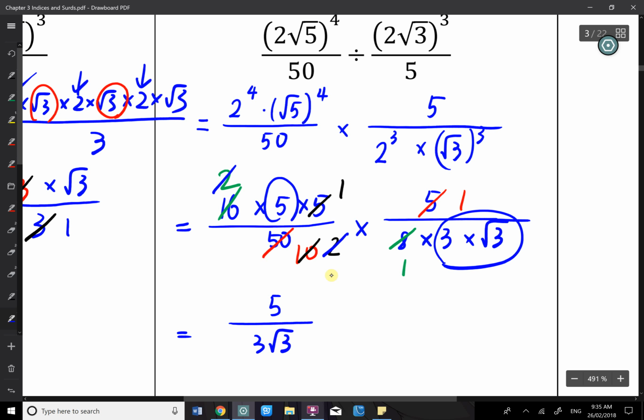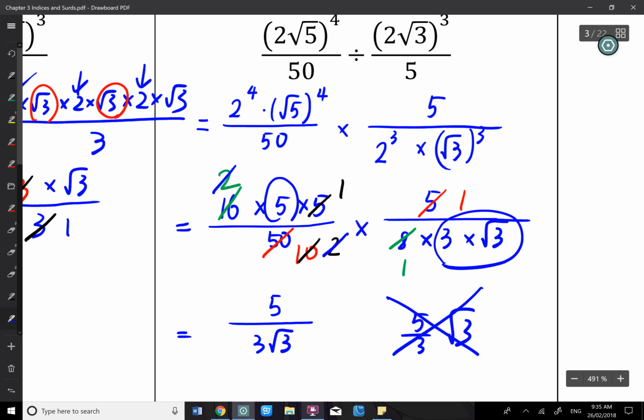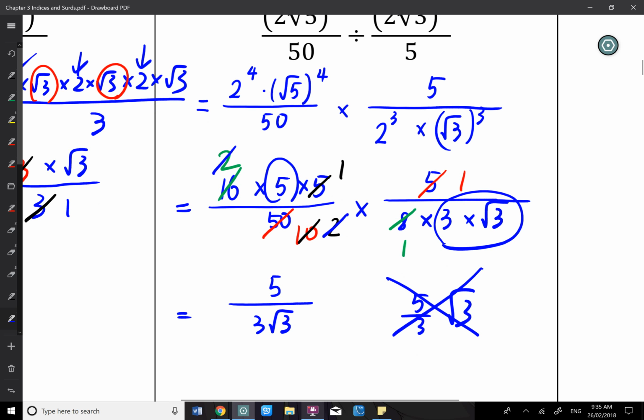We are not going to write 5 over 3 root 3 with the root on top, okay? They are different. The root 3 must be in the denominator. But later we'll learn how to rationalize the denominator, so we don't have a surd on the denominator, in the next lesson. So this question will give you 5 over 3 root 3.